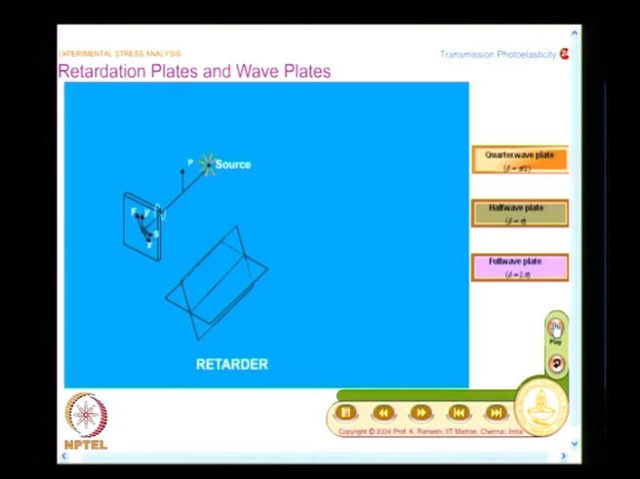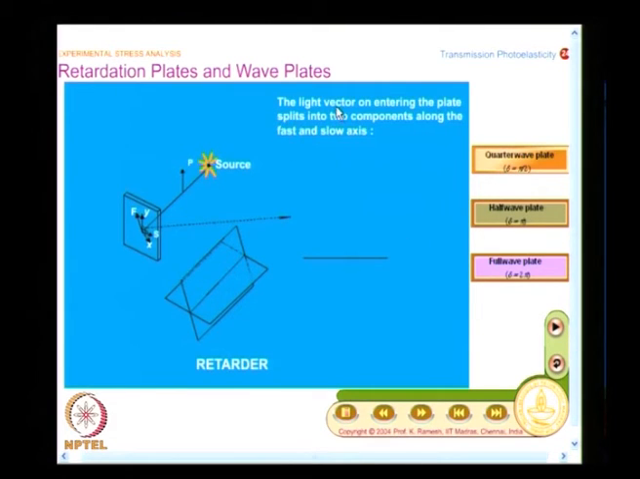You carefully watch. So, what happens is the light vector on entering the plate splits into 2 components along the fast and slow axis. So, you have to understand I am bringing in 2 new terminologies, fast and slow axis. The reason for this labeling would become clear when we look at what happens. So, what we saw is I have natural source of light which becomes plane polarized, hits the model, and then on the front surface it splits into 2 components. Let us see the 2 components.